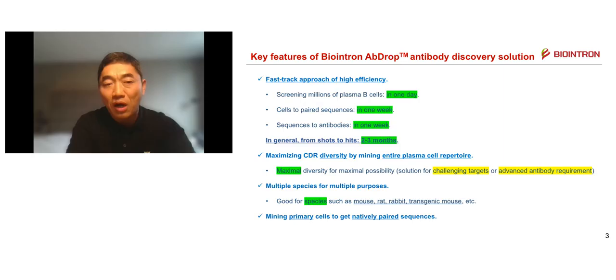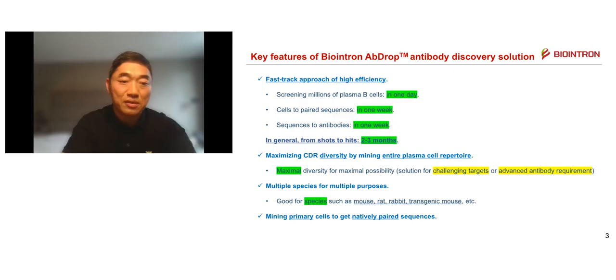Compared to hybridoma, this is a very fast track, because hybridoma generally takes 6 to 7 months or longer. For phage, it may also take 5 months or longer. So this is the first fast-track approach of high efficiency.